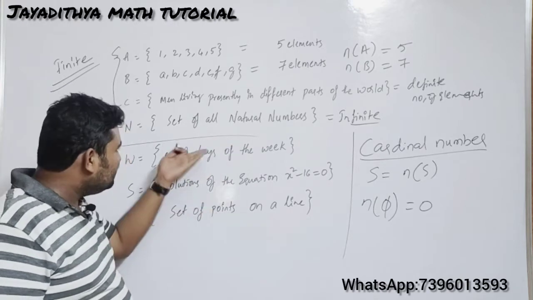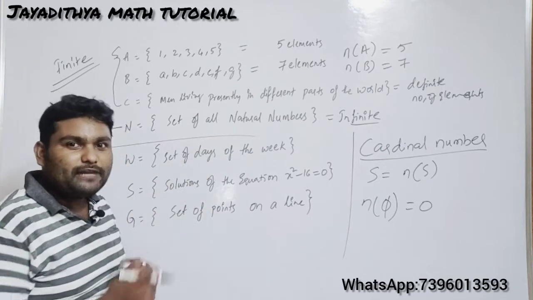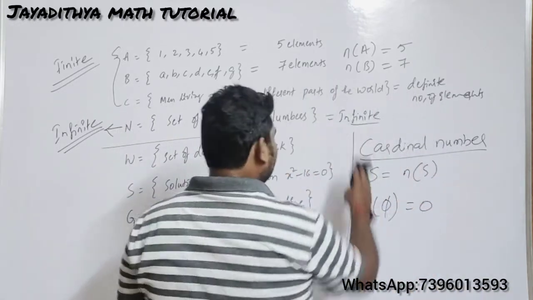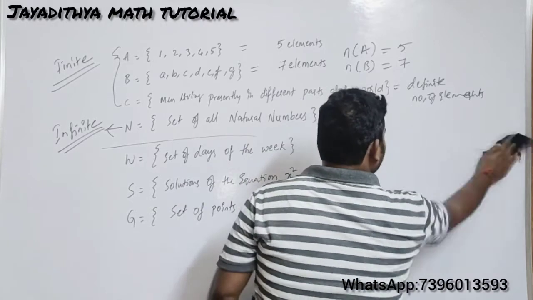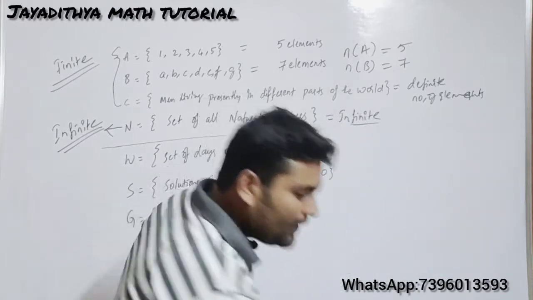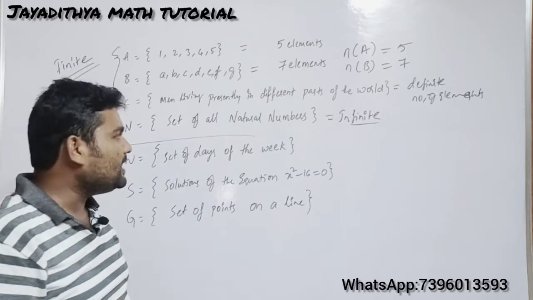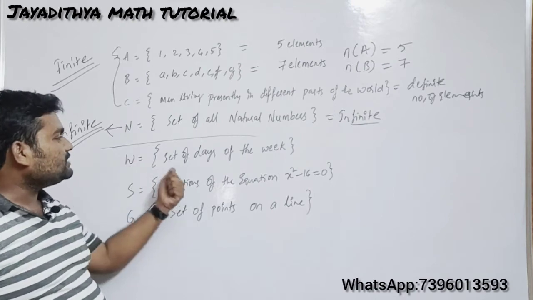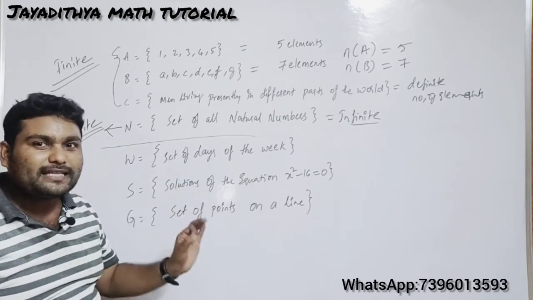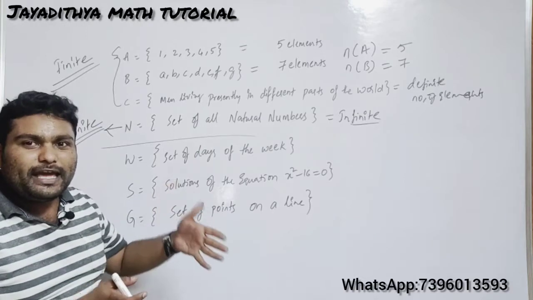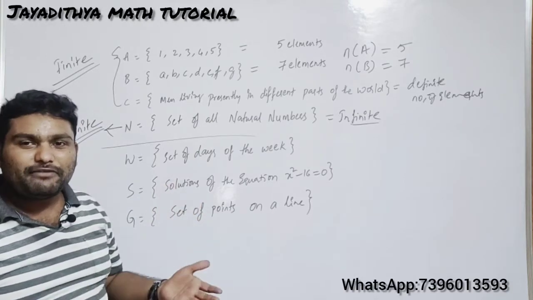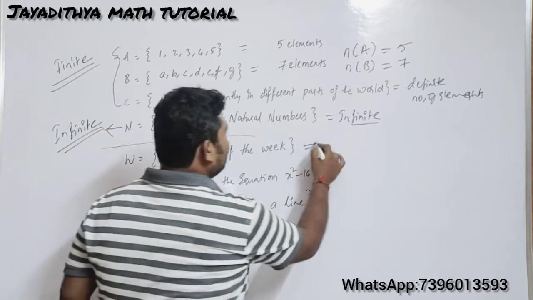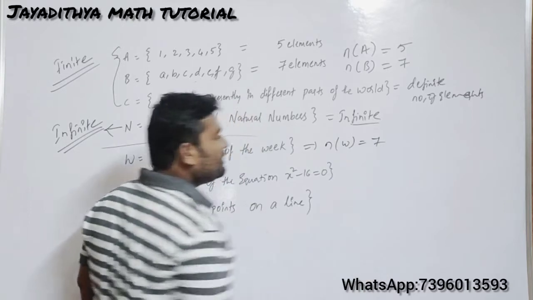Let us check whether the given sets are finite sets or infinite sets. We have three examples here. What do we call the number of elements in the set? That is nothing but the cardinal number. What is the first one here? W is equal to the set of days of the week. In a week, how many days will you have? You will have 7 days: Sunday, Monday, Tuesday, like that. So simply you can write n of W is equal to 7.